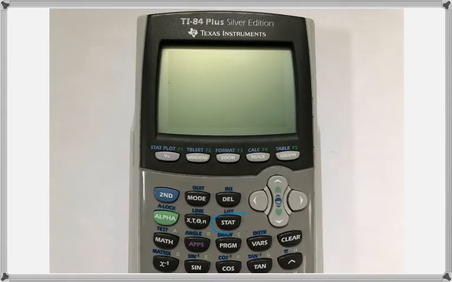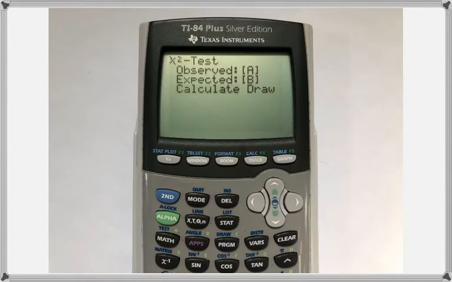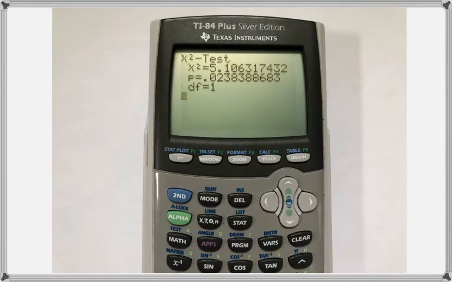and then press stat, go over to tests, and then down to the chi-square test. So the observed is matrix A, the expected is matrix B, and we can press calculate. So chi-square is 5.11, which is consistent with what we found on number 1. And the p-value is 0.0238.